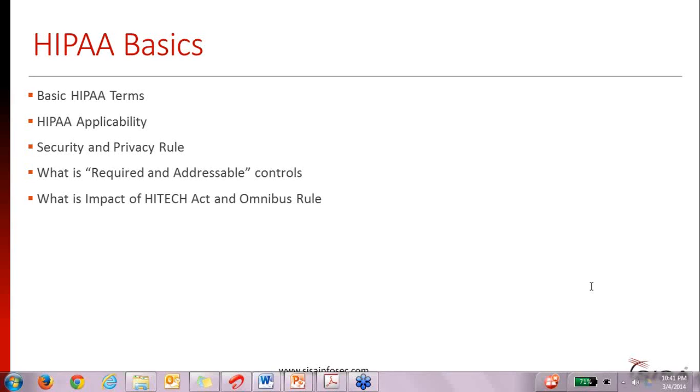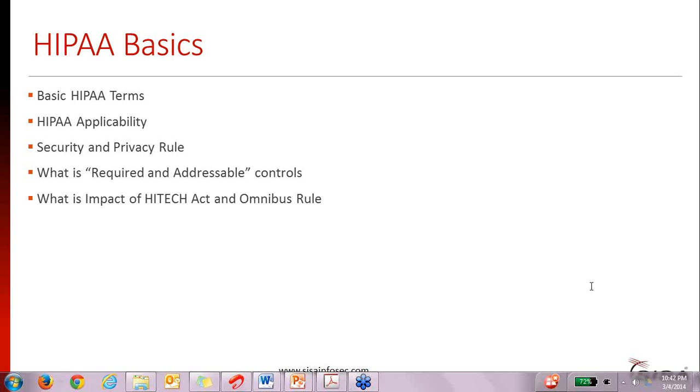Then we have a term called required and addressable controls. OCR, the Office for Civil Rights, has defined some audit controls. There are 169 audit controls, where they have given required and addressable controls. When it says required control, you don't have a choice to implement or not implement the control. You have to implement this particular control.